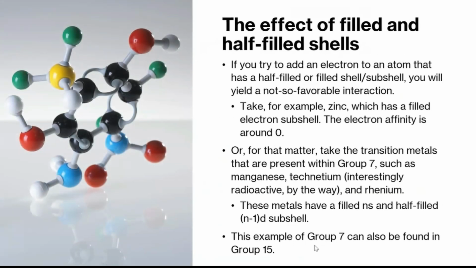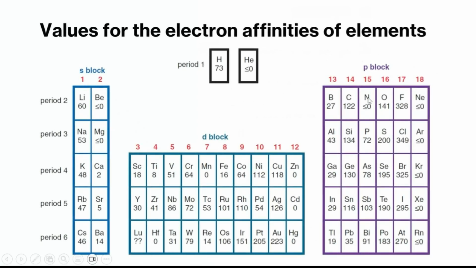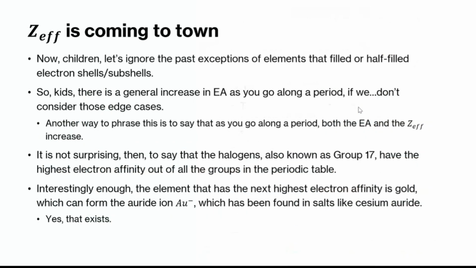And this example of group 7 can also be found in group 15. If we look at group 15, there's that half-filled np subshell. So take for example something like nitrogen or phosphorus. It's lower than the rest of the elements in the p block on their period. So anyways, let's ignore those past exceptions of elements that have filled or half-filled electron shells and subshells, and let's just look at the general trends. There's a general increase in electron affinity as you go along a period, if we don't consider those edge cases that much.